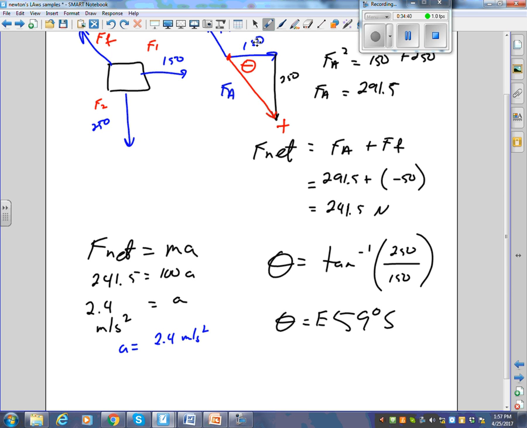If I knew the hypotenuse, I guess I do, you could use sine and cos, but you'd have to use the 241.5 as your hypotenuse. And that'd be okay. You could do that. I just tend to use tan because those are the numbers that are given.